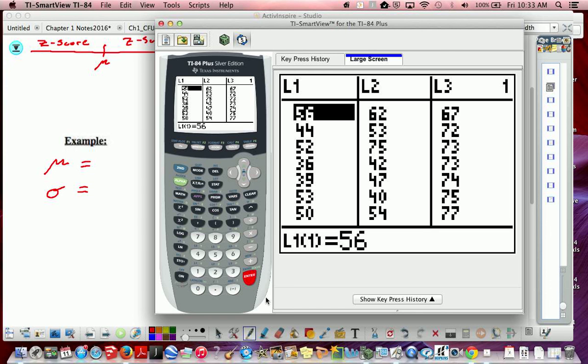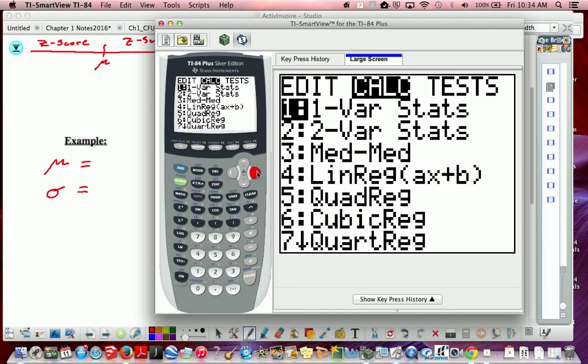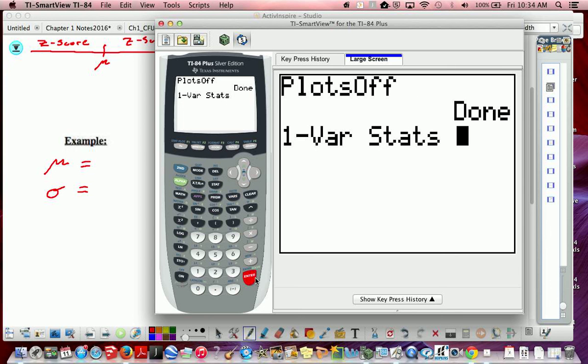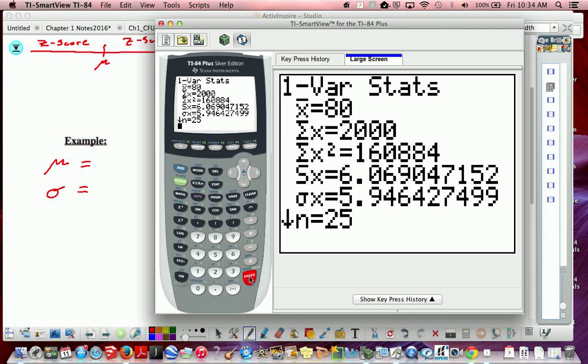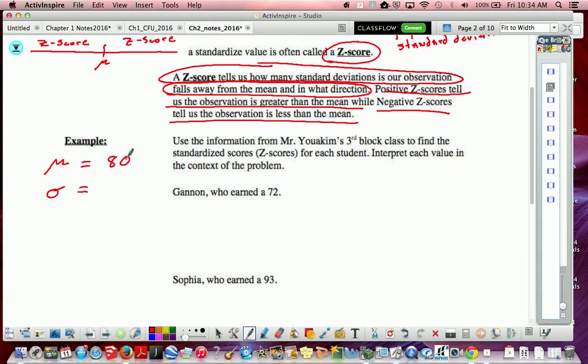I like that. You're welcome. So now, all you have to do is, again, stat, calculate, one variable statistics, list 3. Because that's where I have them. If you have them in list 1, L1, you can just hit enter. Cool. So, the average test score was 80, the standard deviation 6.07. So that's where I'm getting these two values, 80 and 6.07.